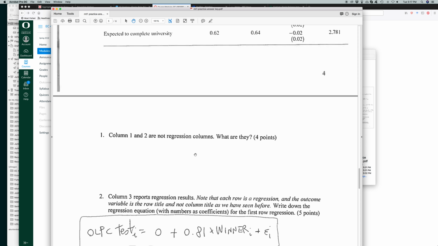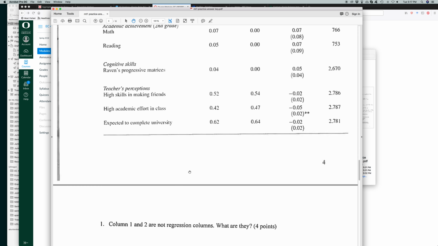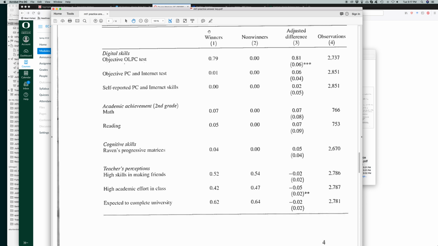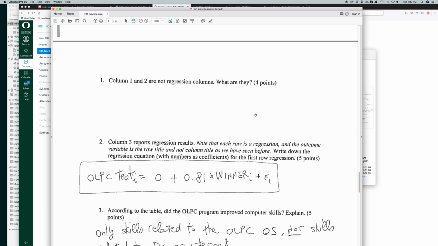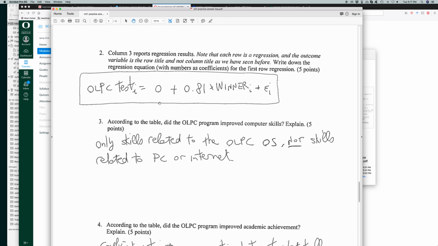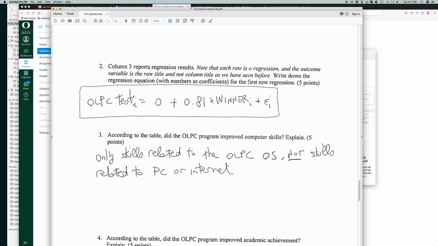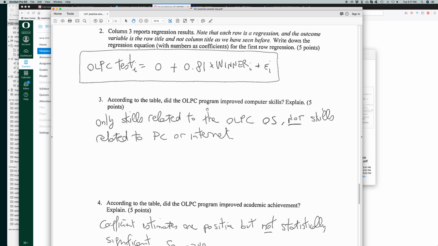So columns 1 and 2, I forgot to write this, are not regression columns. What are they? These are just means for the winners and the non-winners. And then we have the regression. So regression for column 3: the outcome variable is the test. This is the mean for the control. This is the average, the ITT, and that is multiplied by whether or not you were a winner. And that's it.